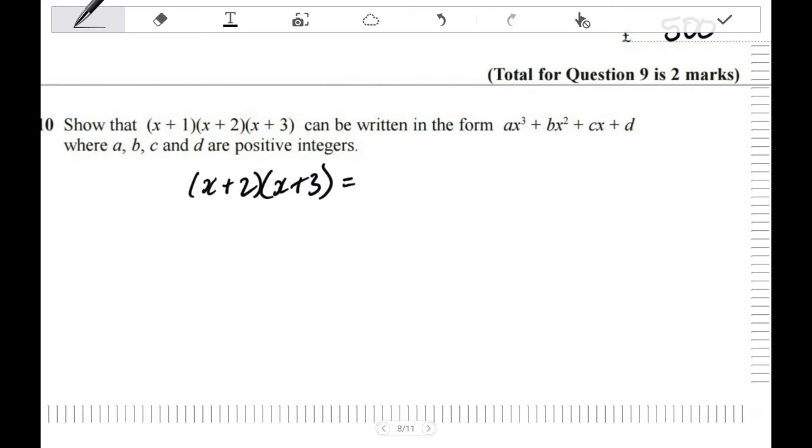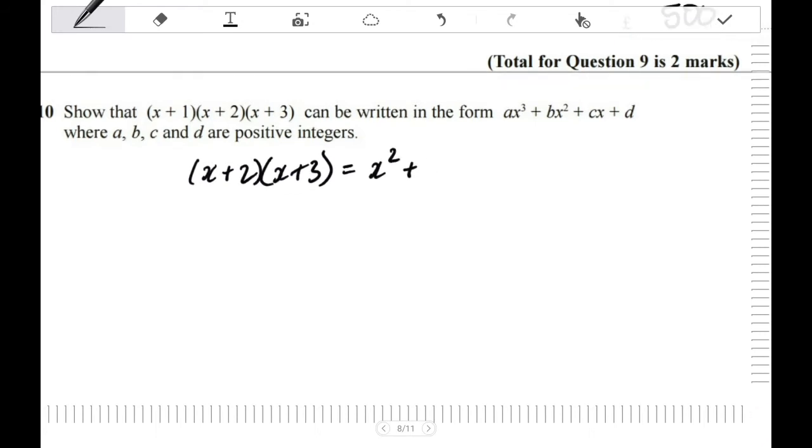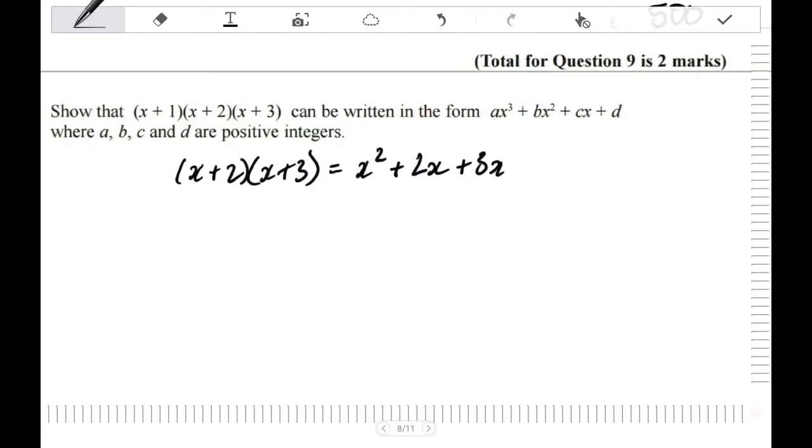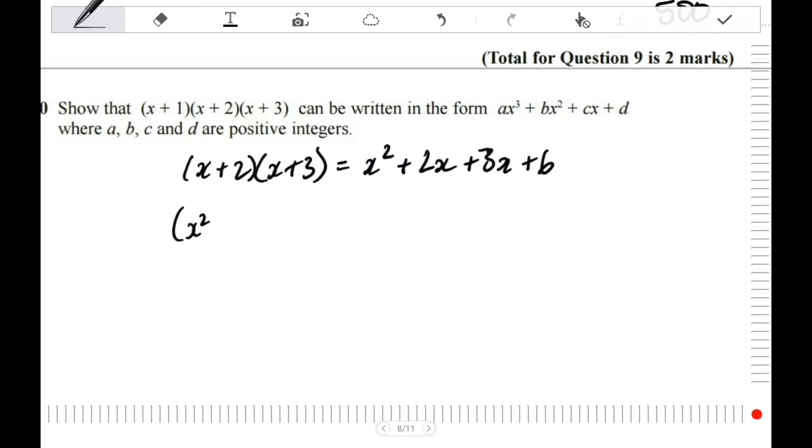Reason being is because I want to be able to multiply bigger numbers by 1. But again, there's more than one way of doing this. So x squared plus 2x plus 3x. I'm not doing anything special here, just expanding these two, multiplying these two brackets, plus 6. And then I'm going to do x squared plus 2x. Oh, well, I can simplify that as 5x plus 6 multiplied by x plus 1.